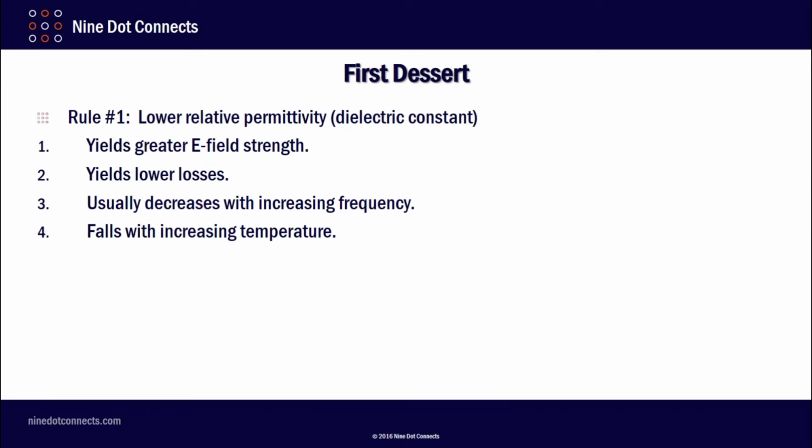What you get out of that is a greater E-field strength, which yields lower losses because you're not having to worry about the dipole moments rotating and fighting the E-field being created as that wave propagates. The interesting thing is it usually will decrease with increasing frequency. The other interesting thing is that it falls with increasing temperature. So be aware of that when you're designing something for really cold weather: you're actually going to start out with a lower permittivity than you thought you would.